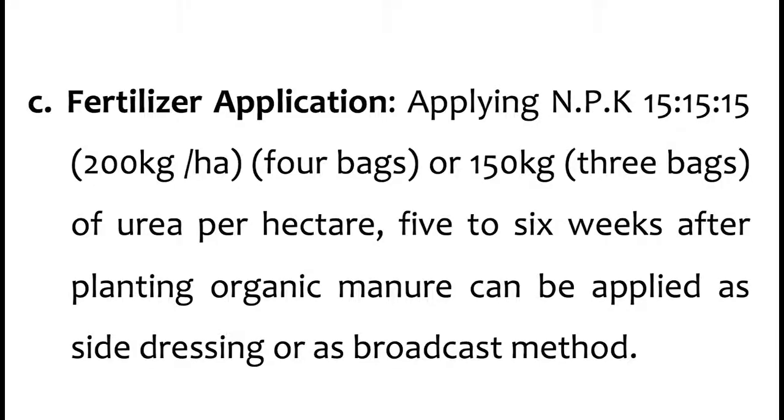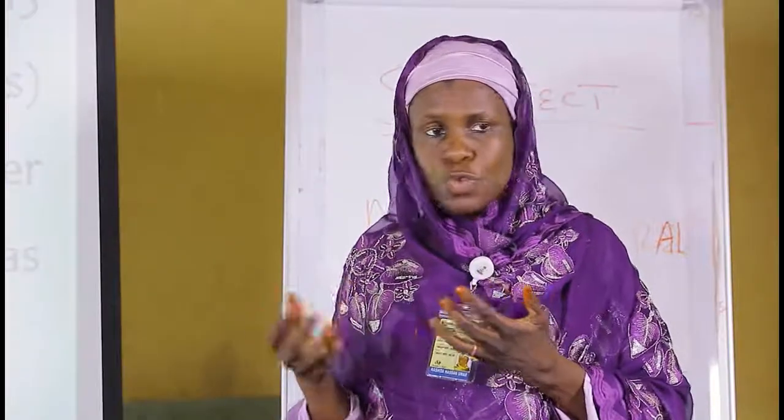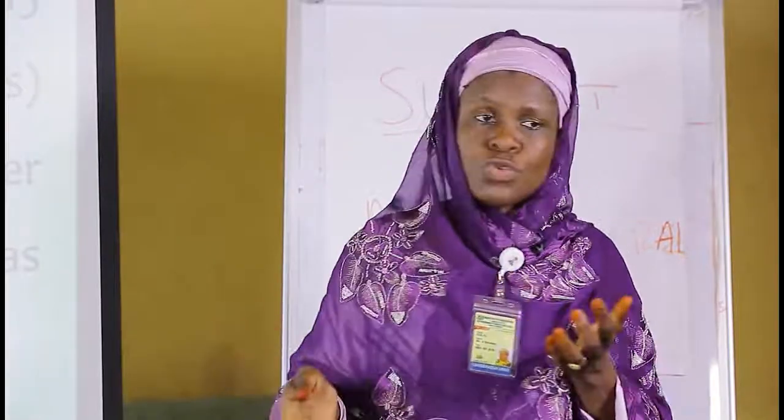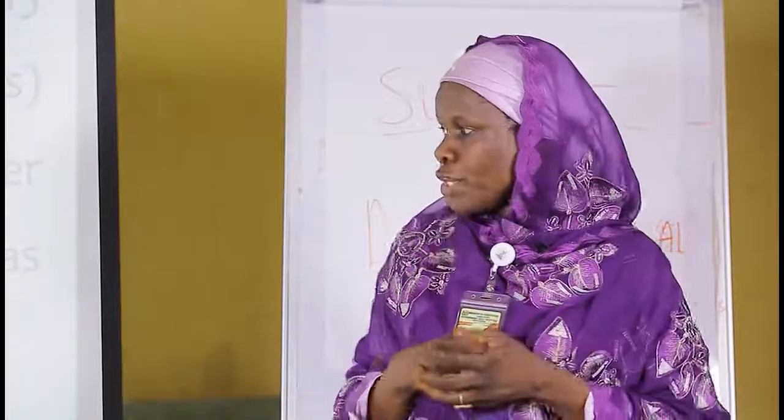5 to 6 weeks after applying the fertilizer, you now do side dressing, by applying organic manure. You apply organic manure, that is after 5 to 6 weeks, you do side dressing on the plant.